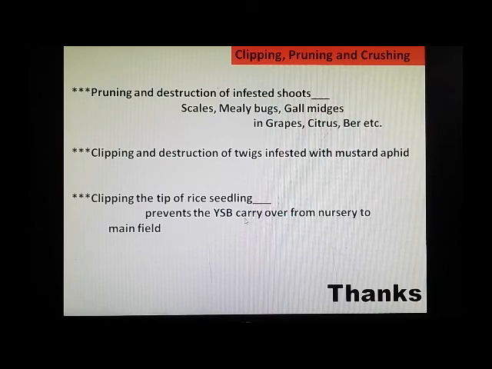So I hope that I have been able to discuss different techniques under the tool which is mechanical control under IPM.